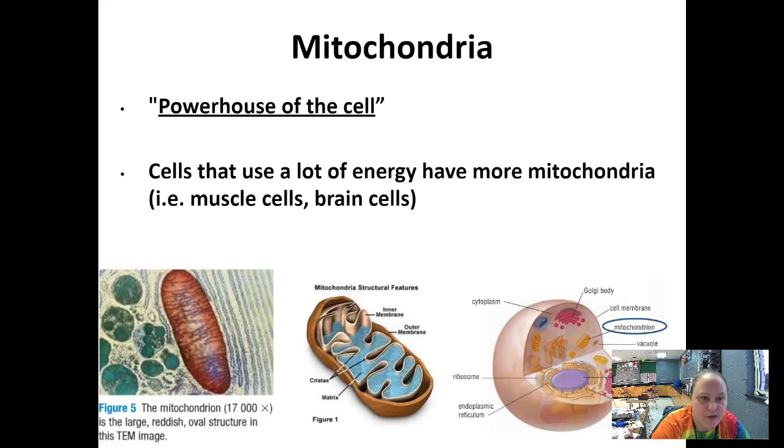So the mitochondria, which we said was the powerhouse of the cell, cells that use a lot of energy have more mitochondria. So muscle cells, brain cells that we use constantly have more of the mitochondria in them to create more energy for them than other cells.